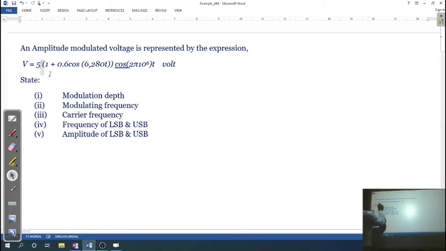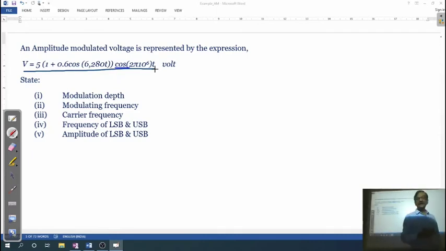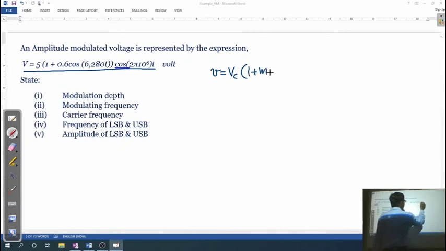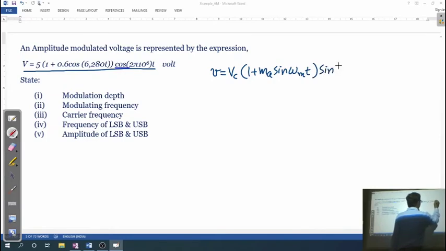So here this expression is given to you, and you can compare this expression with the standard expression of your modulated wave. Then we can easily find out all these parameters. So what is the standard expression? The standard expression is V = Vc(1 + Ma sin ωm t) sin ωc t.